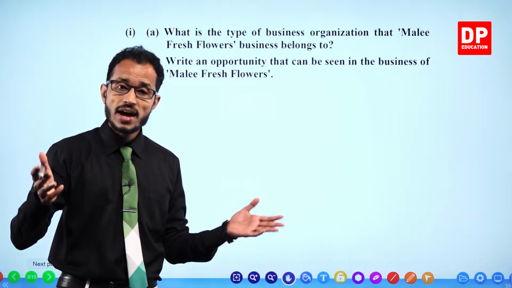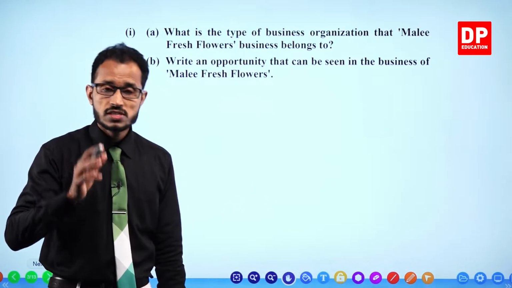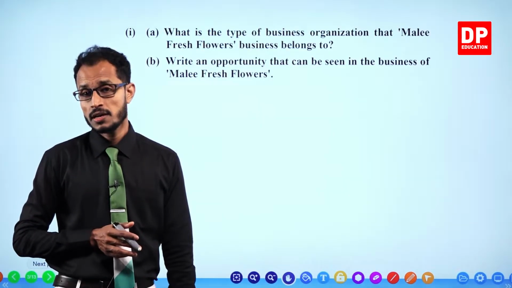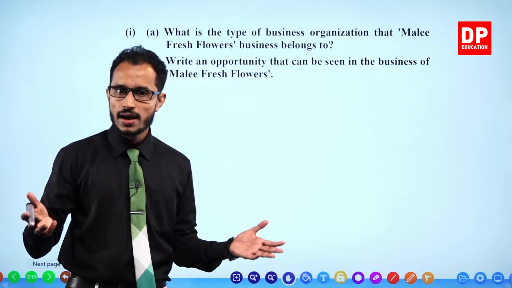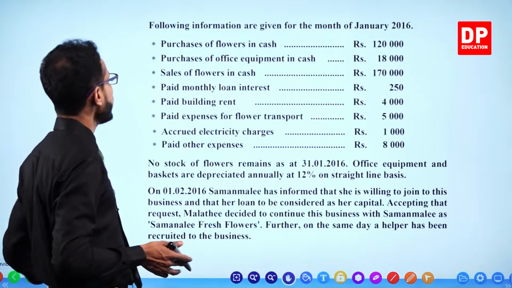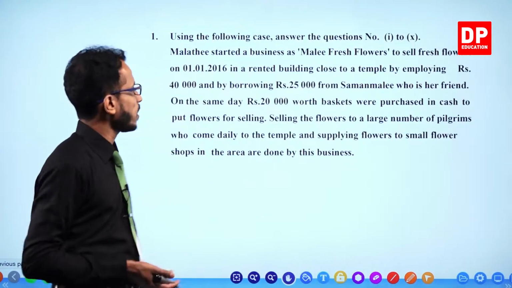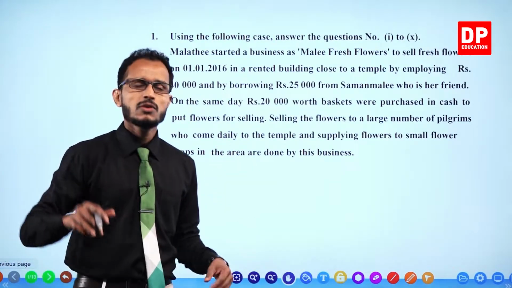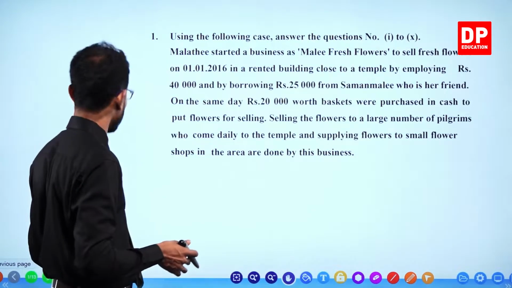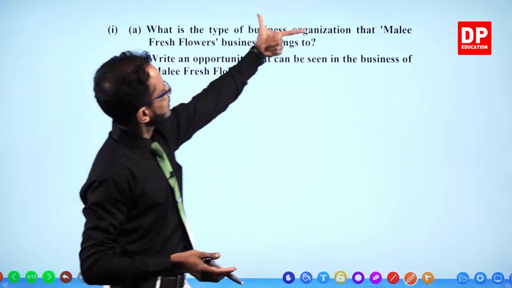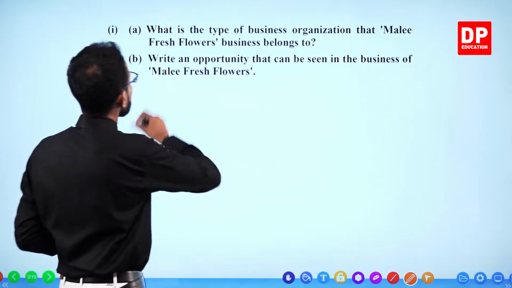My students, my dear students, do not start the paper, do not start the question without reading the entire question. Let's read it first. Otherwise, you're going to write the first question, compulsory. We must do it, like it or not, it's a must. So what is the question? What is the type of business organization that Mali Fresh Flowers is? It's a sole tradership. Let's write the answer.